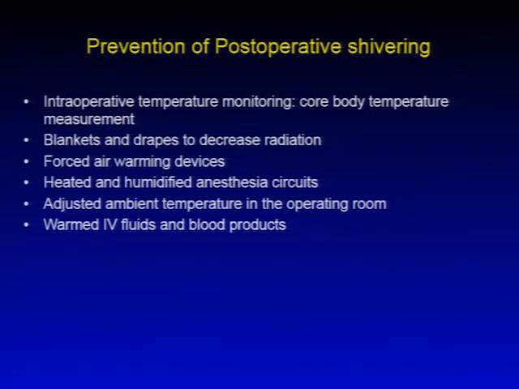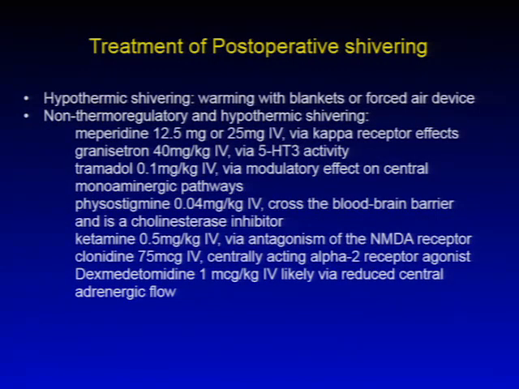Intraoperative temperature monitoring: core body temperature is our standard of care. Always use a blanket and drapes to decrease radiation loss. First, forced-air warming devices are the most effective way to warm the patient. Other methods include heated, humidified anesthesia circuits, adjusted ambient temperature in the operating room, and warm IV fluids and blood products.